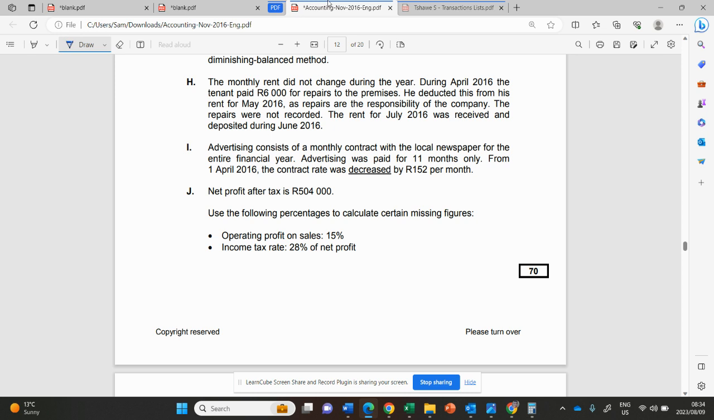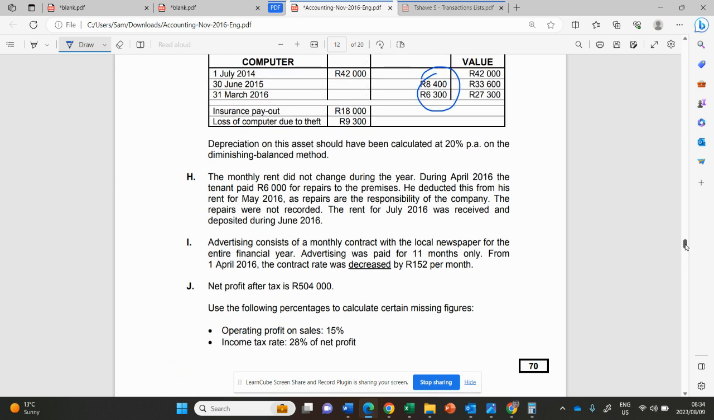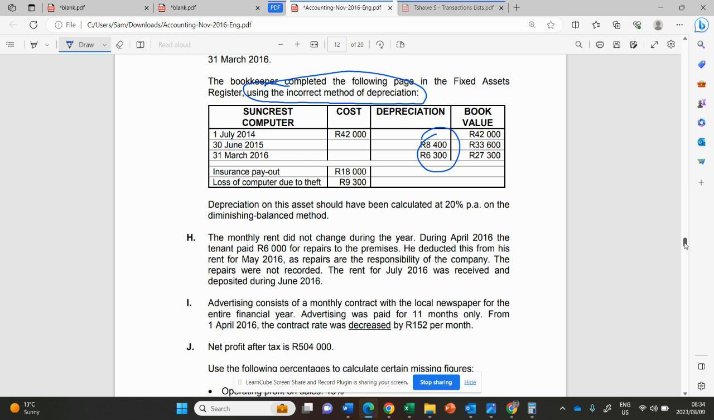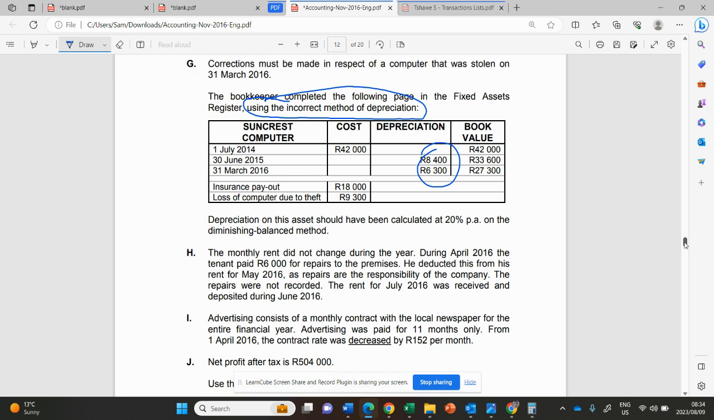As we are preparing for the final exam or prelim exam, any exam that we are about to face. We're still on the November 2016. I'm having an adjustment that I have to treat here. It's about information H. It's about the rent.